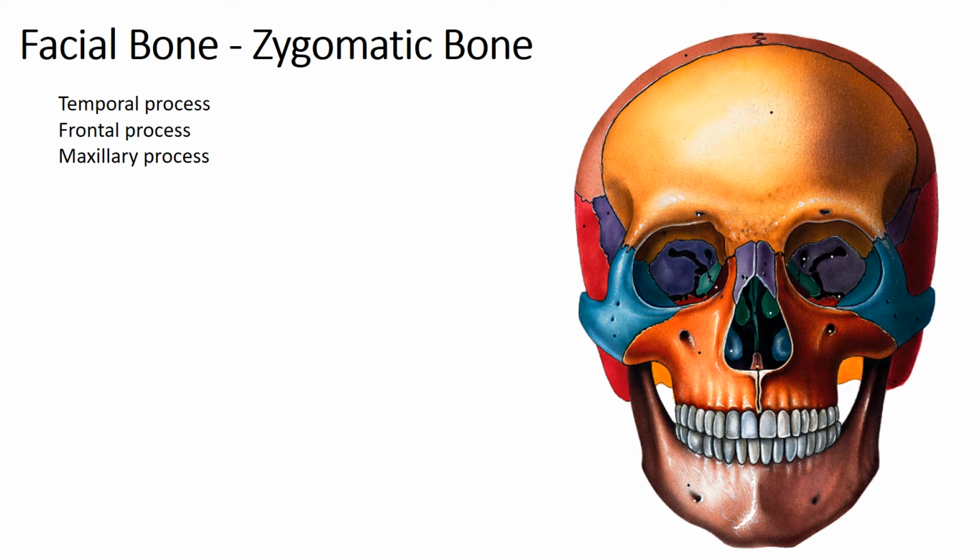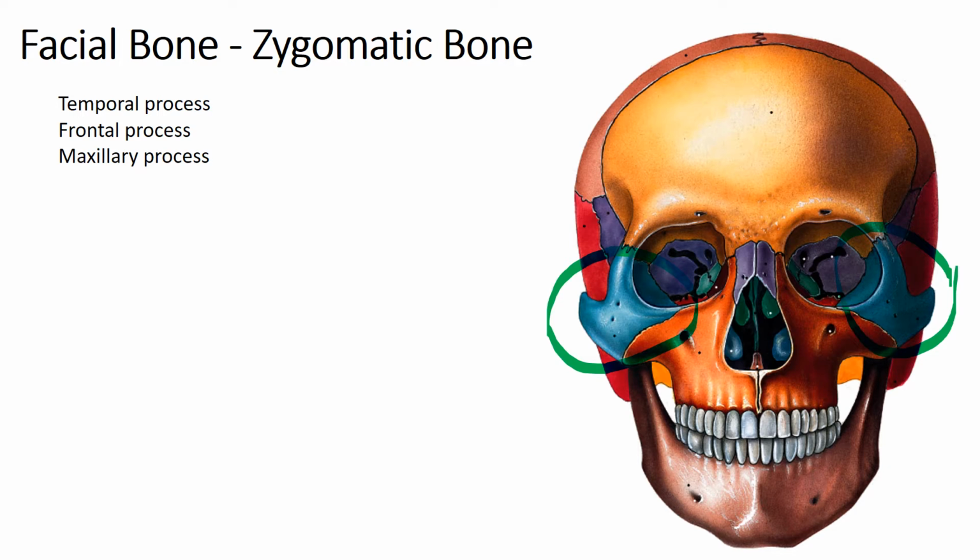With our zygomatic bones, there are two of them, so we have a left and a right, and these are commonly known as our cheekbones. And so here I am circling the zygomatic bones. Now there's three different processes that we have.